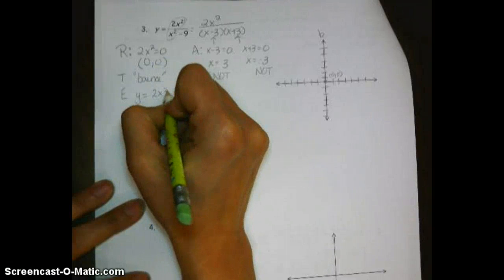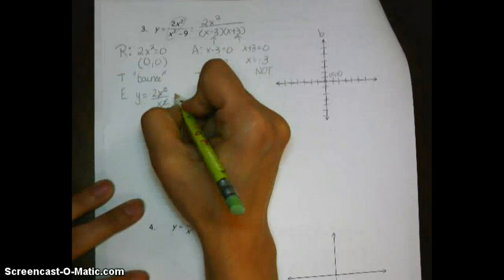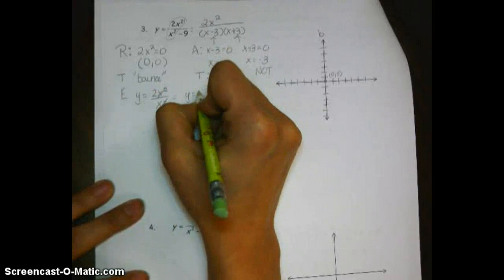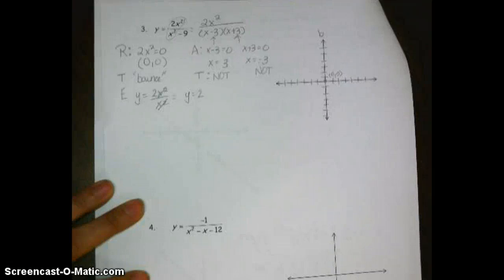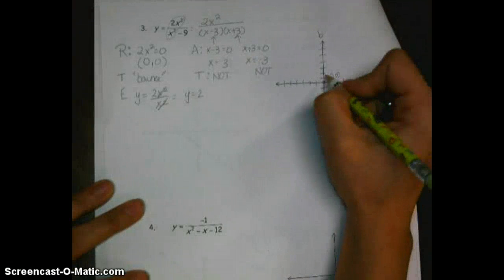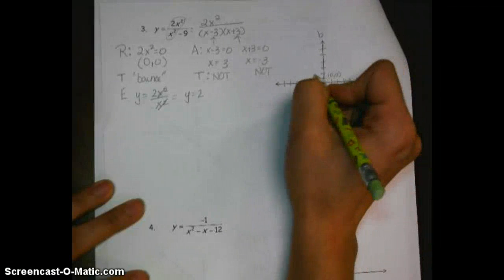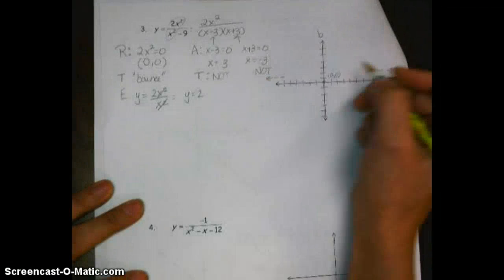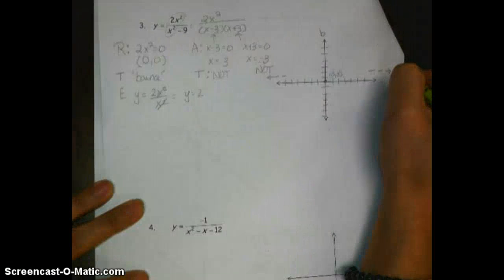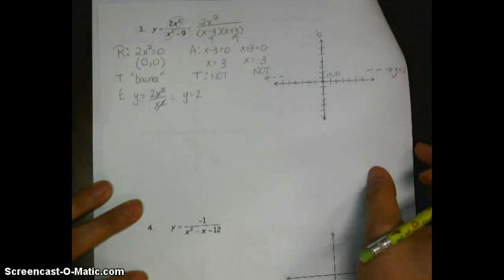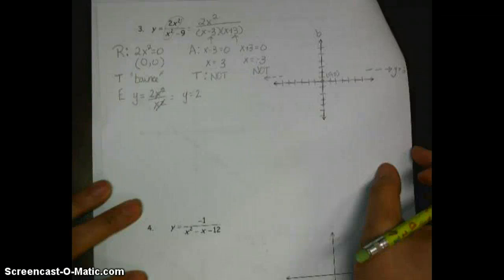So we have 2x squared over x squared. All fractions should be simplified if possible. So I have y equals 2. So this is my end behavior. At the very ends of my graph will be approaching the line y equals 2. So we draw dotted lines on the extreme left and the extreme right. And then we also put out our equation for the asymptote there.